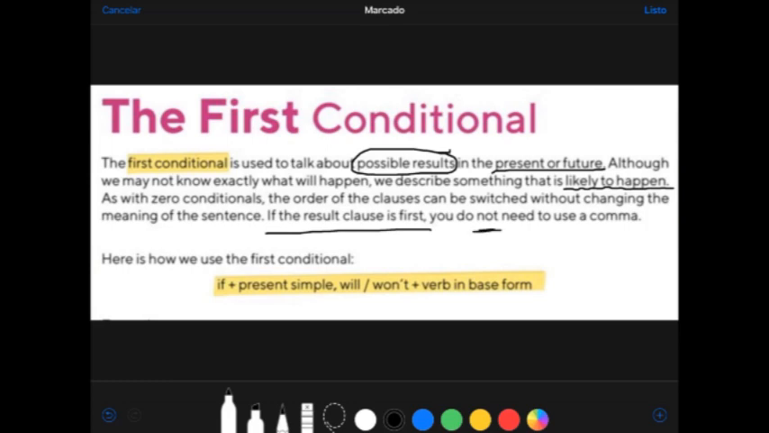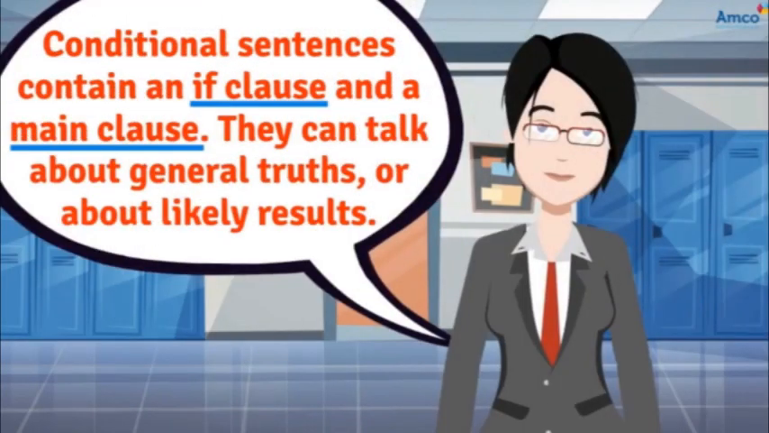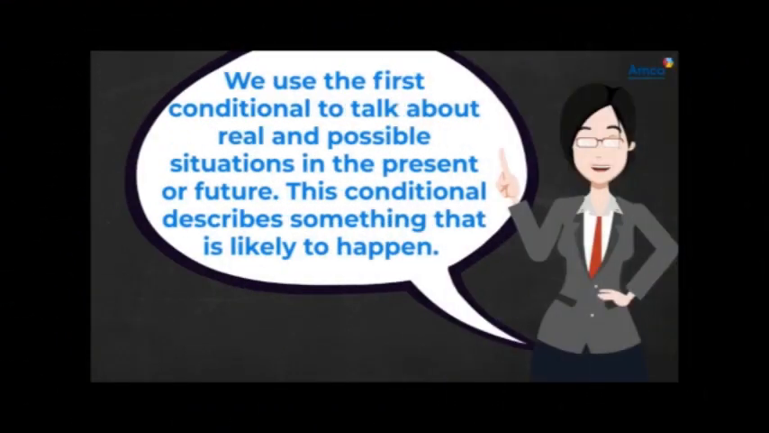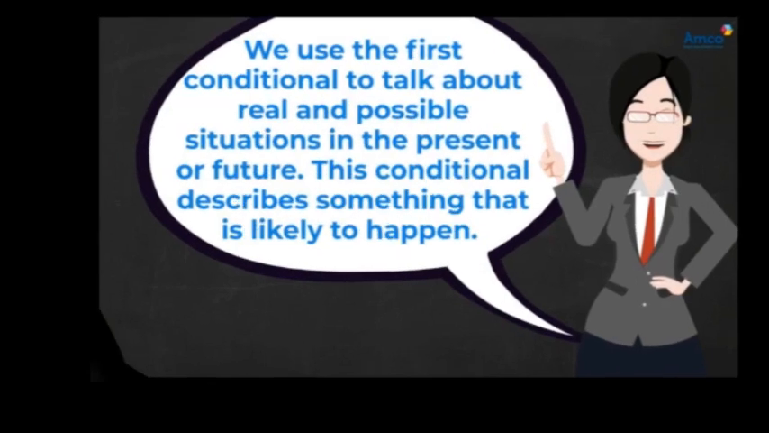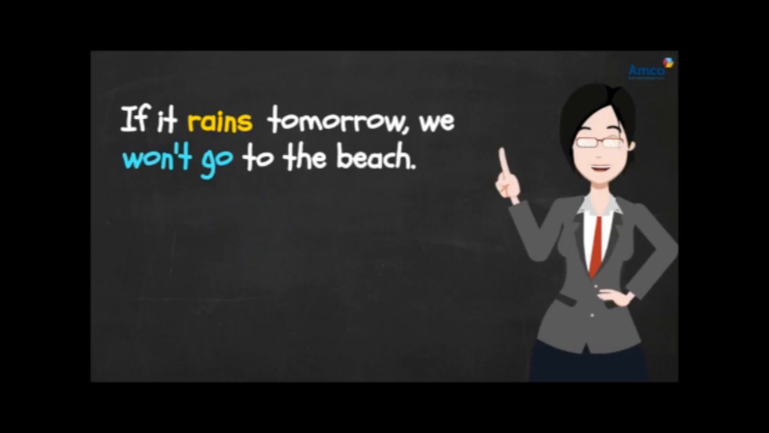Let's analyze that information. First, let's recall that conditional sentences contain two clauses, an if clause and a main clause. Remember that part? Okay. We use the first conditional to talk about real and possible situations in the present or future. This conditional describes something that is likely to happen. In this sentence, the if clause comes first, then a comma, and then the main clause. If it rains tomorrow, we won't go to the beach.